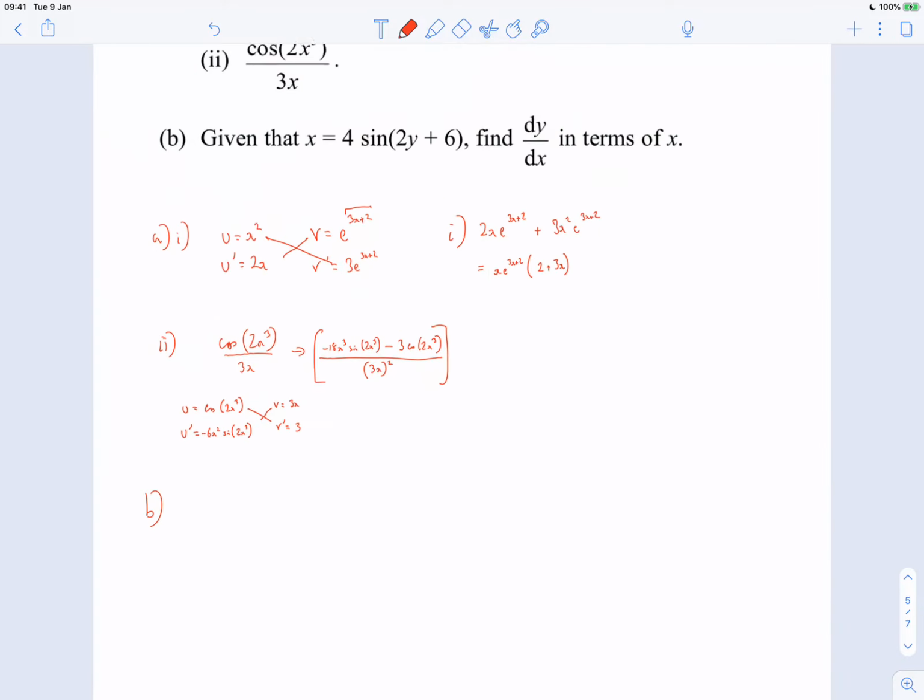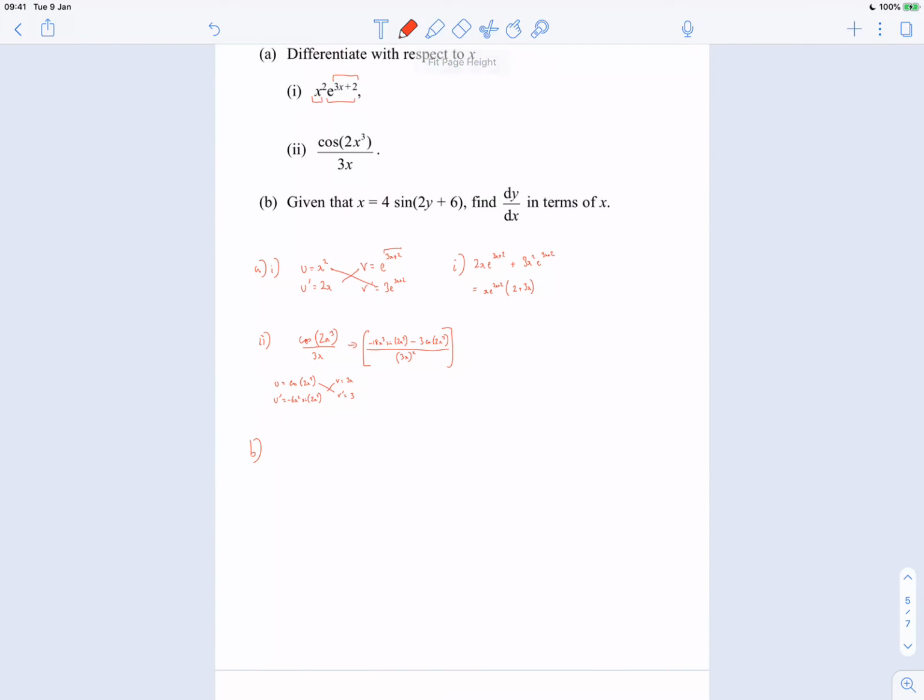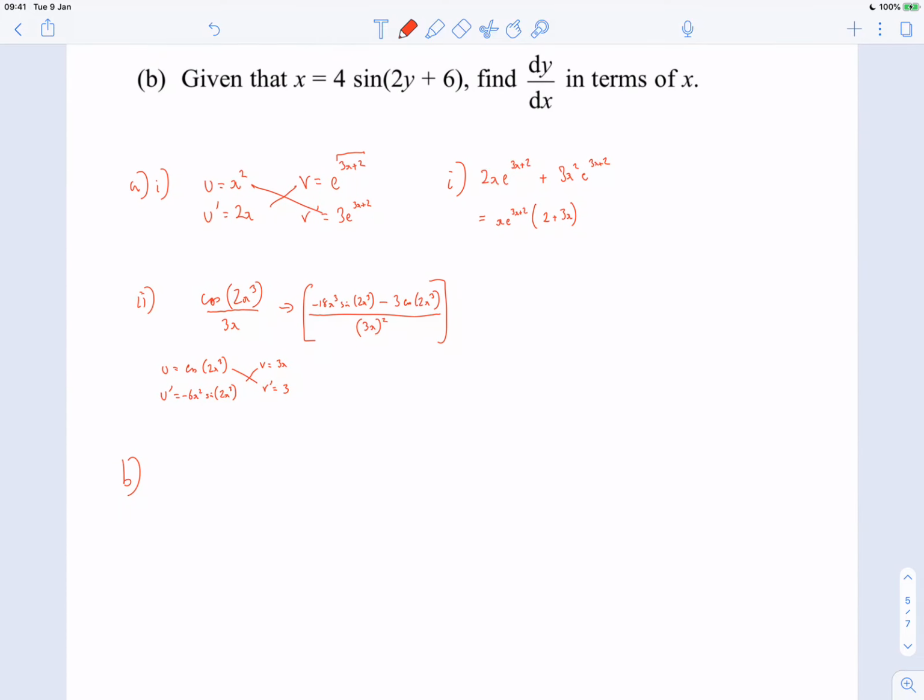For part B, given that x is 4 sine of 2y plus 6, find dy by dx in terms of x. Right, okay, so x is a function of y, so don't divide by 4 and then arc sine things, it's just silly. Let's just find dx by dy. So 4 sine of that, if I take the argument and differentiate it, that's 2, so I bring 2 outside, so that's 8. Sine differentiates to cos, that becomes cosine, and then this becomes 2y plus 6.